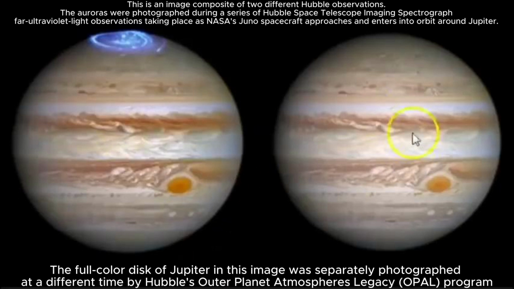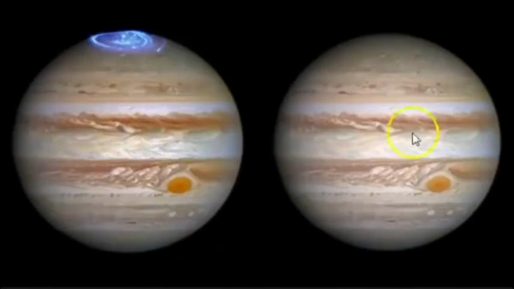The full color disk of Jupiter in this image was separately photographed at a different time by Hubble's Outer Planet Atmospheres Legacy, or OPAL, program. The image is admittedly a composite made with a previously taken image of Jupiter. The reason it looks the same is because they are the same image. It's just an aurora composited with the 2014 image.